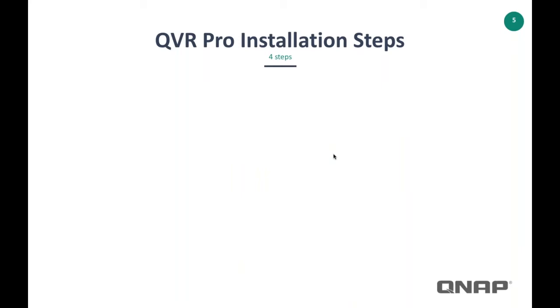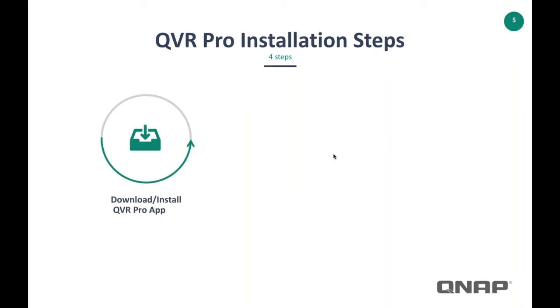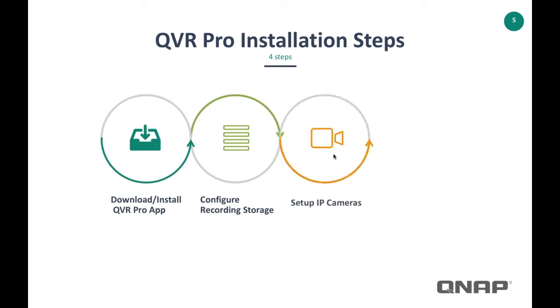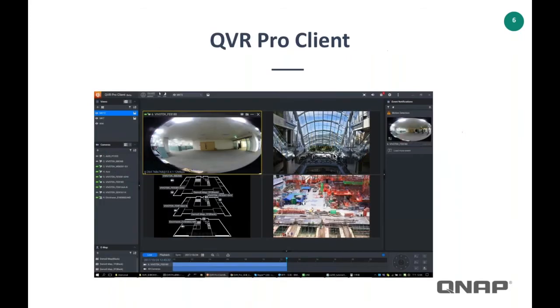So installing QVR Pro is pretty simple. There's four steps. Download and install the QVR Pro app from our App Center. Configure your recording storage space. Set up your IP cameras, and install the QVR Pro Client on whatever devices you want to view your cameras from. So this is a picture of what our QVR Pro Client looks like.